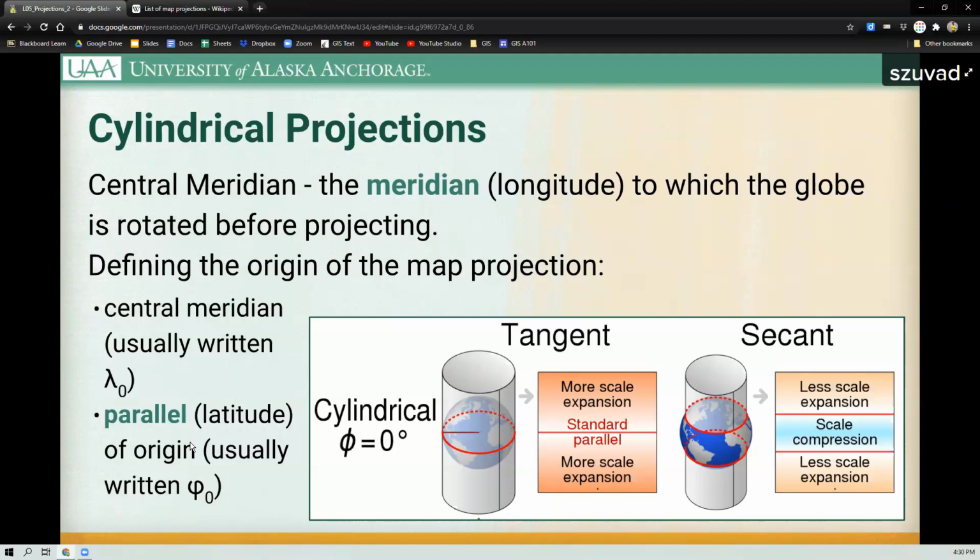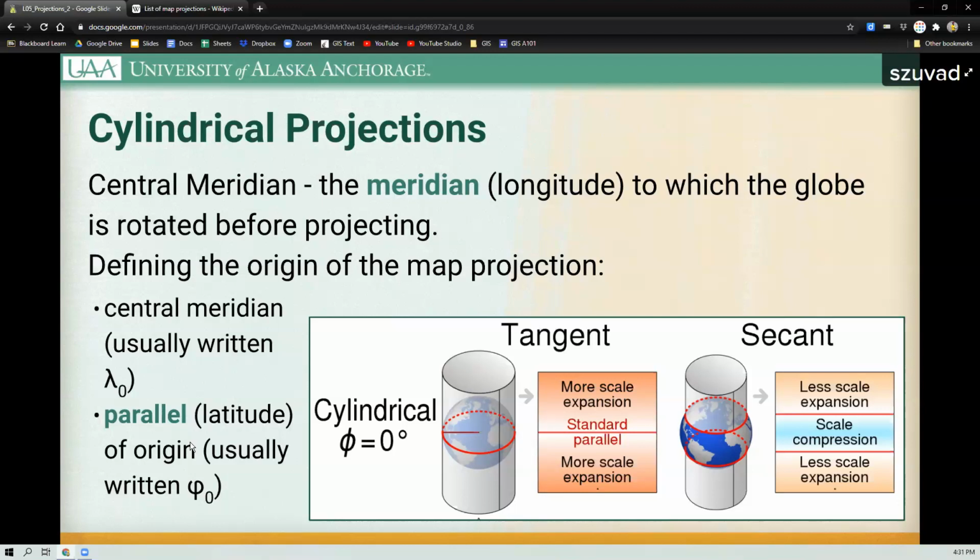There's a subset of this, which is the secant projection, and basically you're no longer enclosing the globe with that cylinder. The globe is going to stick out a little bit, and you can lessen some of the distortion between those two parallels by using that system, but you're still going to have distortion then at that equator.